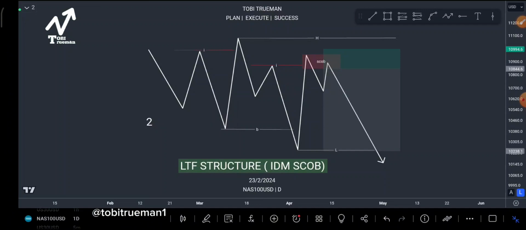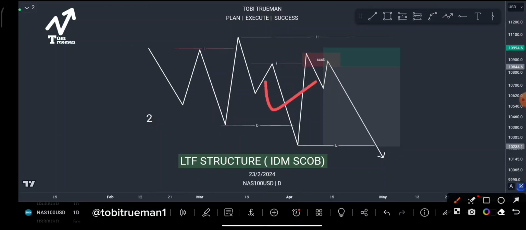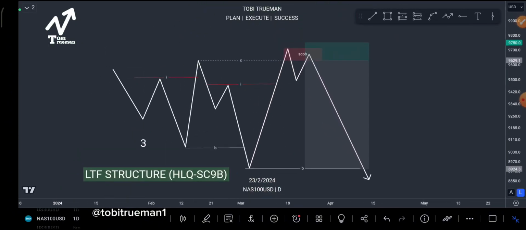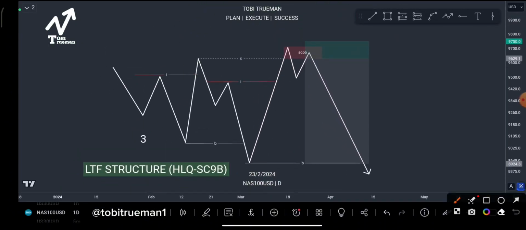Okay, this is number two type of structure that can happen. It's called lower time frame structure, IDM, single candle order block. That's after price took out single candle order block. Then number 3 that can happen, all these things that are in our entry models.